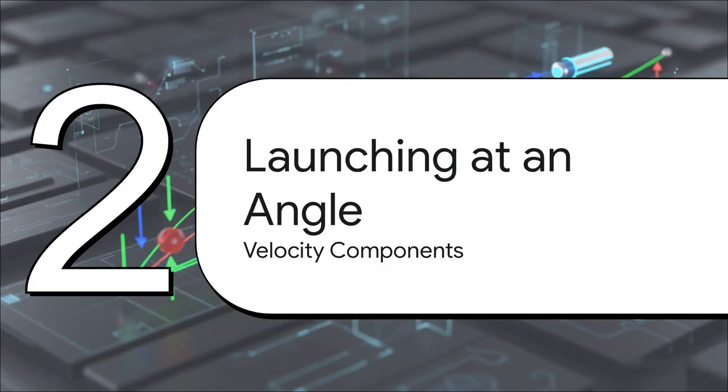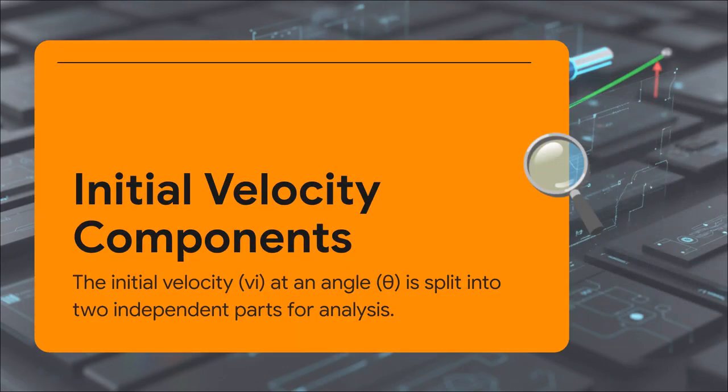So now that we have that core principle locked in, let's see it in action in the most common scenario, when you launch something at an angle to the ground. When you launch something at an angle, that initial velocity has both an upward part and a forward part. To analyze it using our new principle of independence, we have to mathematically split that single launch velocity into its horizontal and its vertical components.